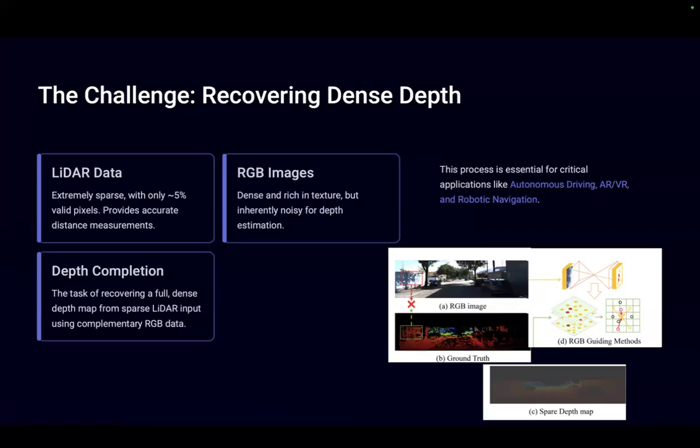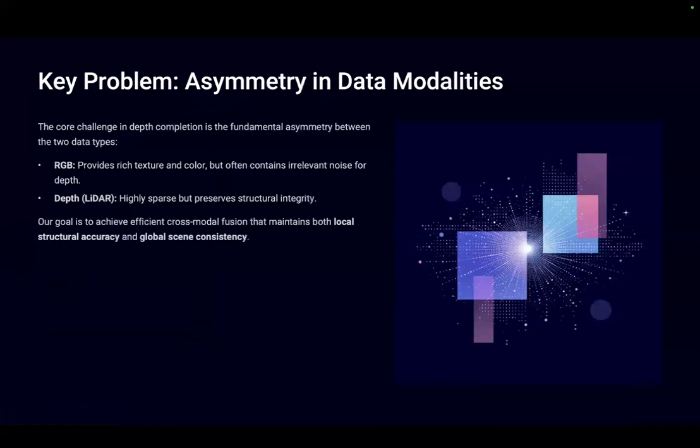Okay, so you are trying to map the RGB data to the depth map that you have from LiDAR. Yeah, exactly. So the problem is the asymmetry between these two modalities. The first is RGB and the second is depth. The depth is highly sparse, and RGB has the problem that it is noisy. So we need an efficient cross-modal fusion, which is attention based, to maintain both the local and structural accuracy and also the global scenario.